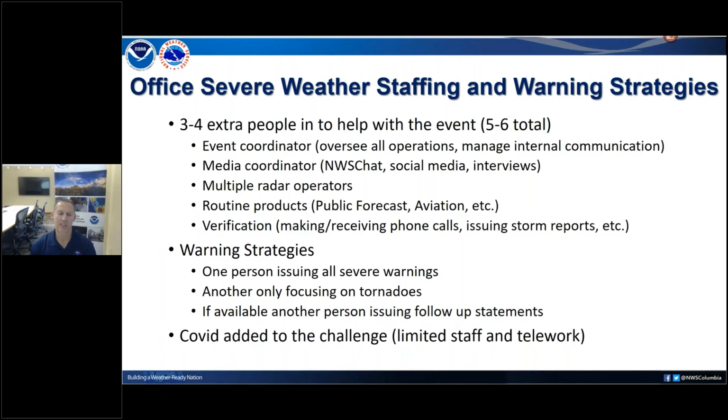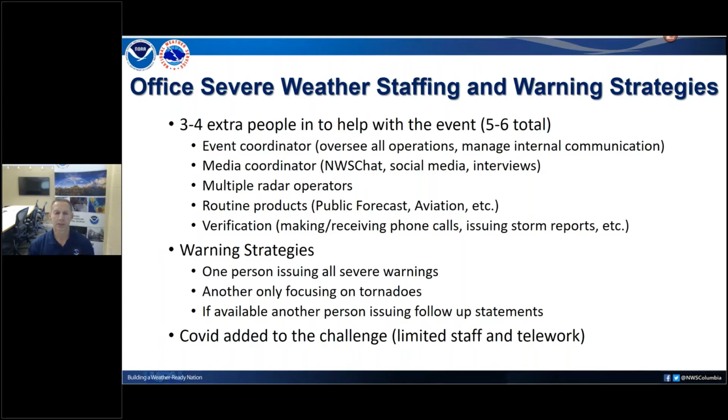We had one person designated as the event coordinator, and that person basically oversees all the operations, keeps track of all the warnings, and lets us know when things are about to expire, that sort of thing. They also manage all the internal communication within the office and make sure everybody's getting the information they need to be able to work most effectively.